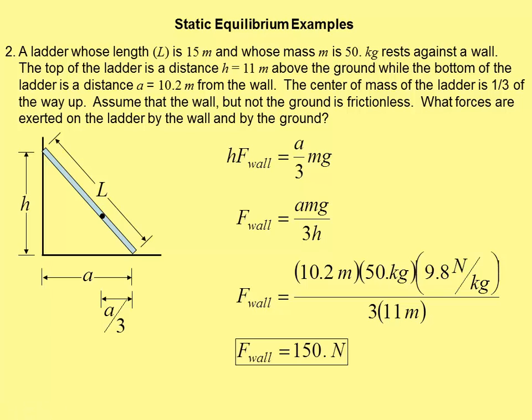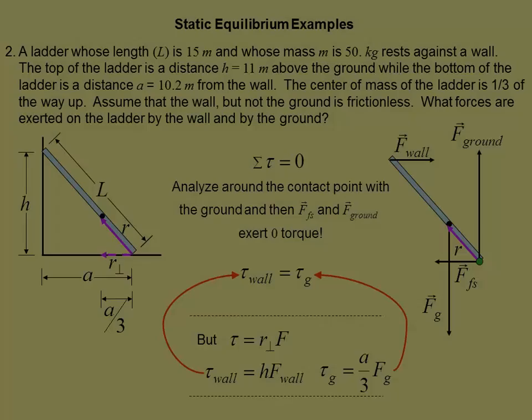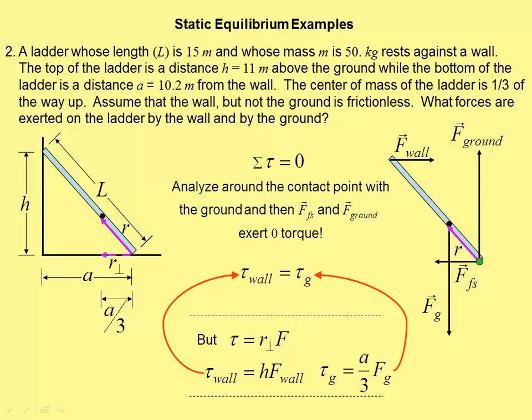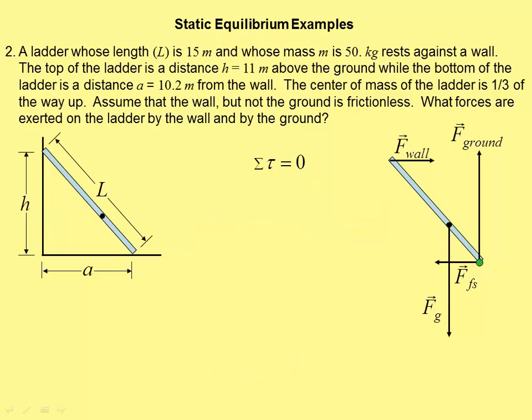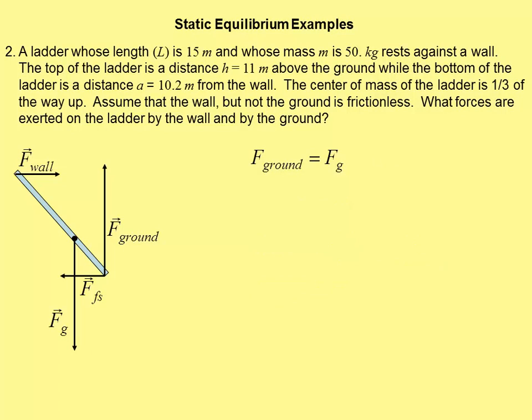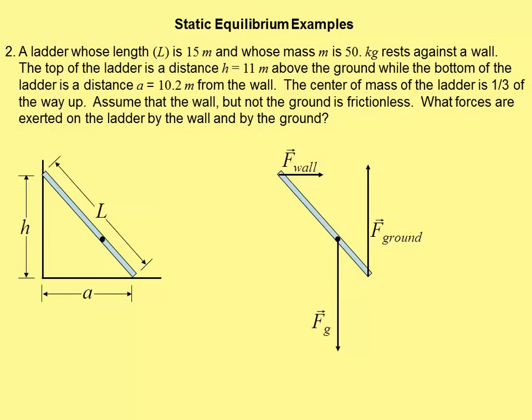150 newtons for the force of the wall. Now, we could go back, by the way, and figure out how much static friction there is. 150 newtons. It's not the maximum amount, but it's how much is acting at this point to keep the bottom from sliding out. So again, in all of these pretty complex problems, recognize that the process here is to draw an extended force diagram.